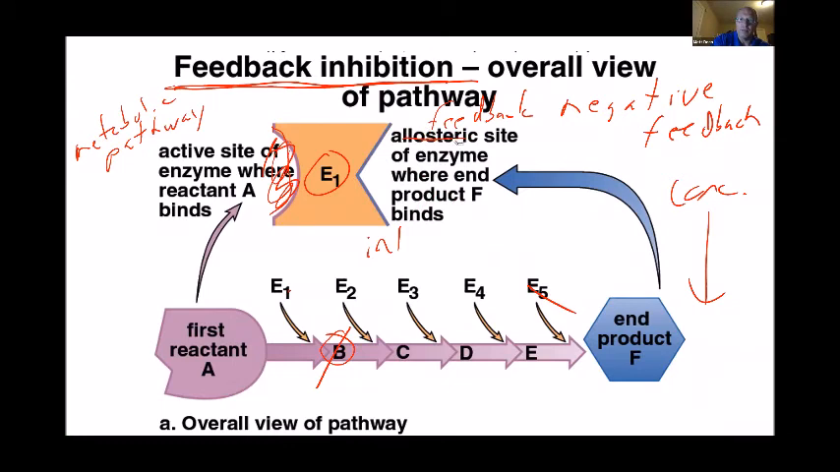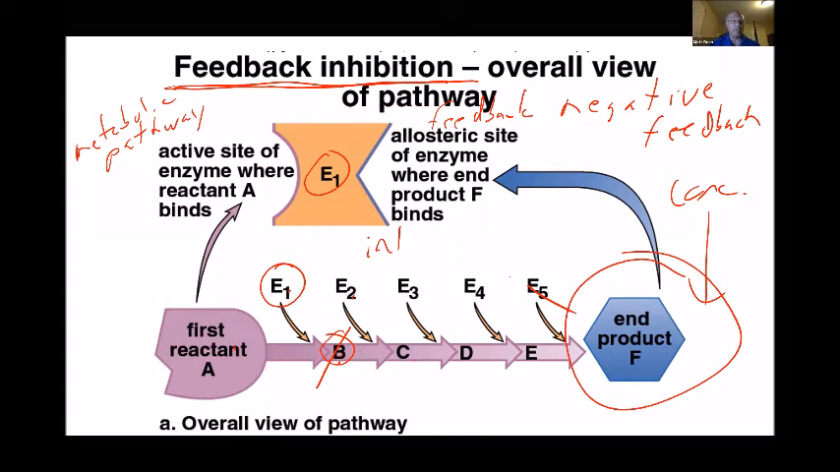And it gets used up. And when that piece gets used up and it's not attached to this allosteric site anymore, the active site goes back to normal. Now enzyme 1 starts to work. It starts to convert A to B. Now enzyme 2 can work and it can convert B to C. Ultimately, more of this starts to get made.